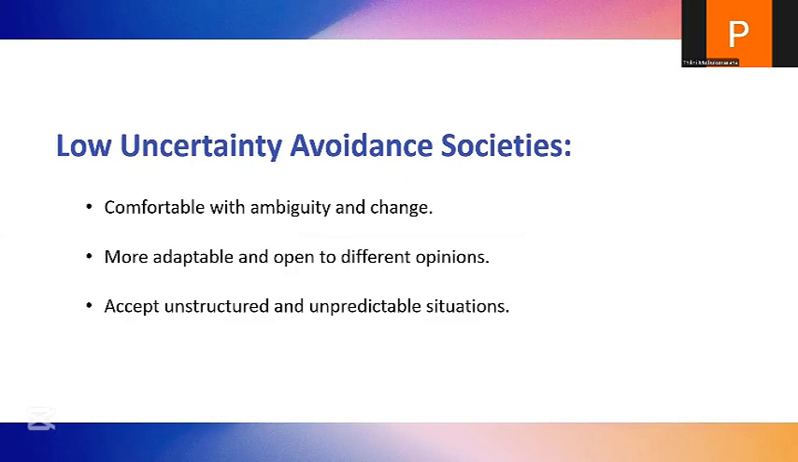And the next one is low uncertainty avoidance societies. These societies have a low level of uncertainty avoidance, so they are comfortable with ambiguity and change. They are more adaptable and open to different opinions, and they can accept unstructured, unpredictable situations, not like very structured societies. They can always adapt, grow, and learn something out of it.